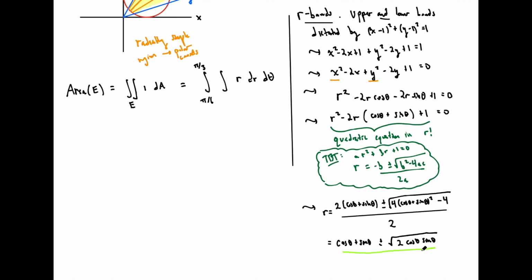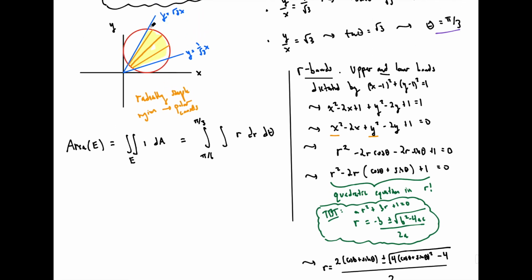These are the two bounds for the r integral. It's something plus a positive number and then something minus a positive number. Geometrically, the bigger r values correspond to this chunk of the circle, and the smaller r values are the ones closer to the origin, so they correspond to this chunk of the circle. So that indicates that the upper bound here is probably given by something plus the square root of something. And the lower bound is something minus the square root of something.